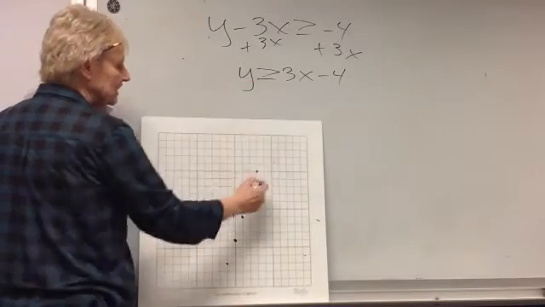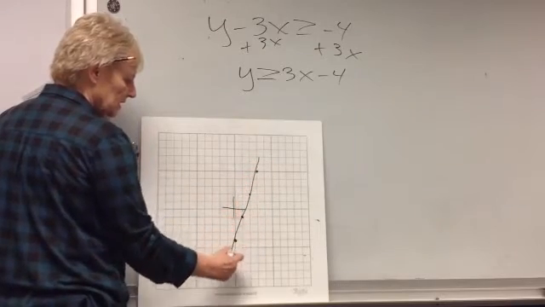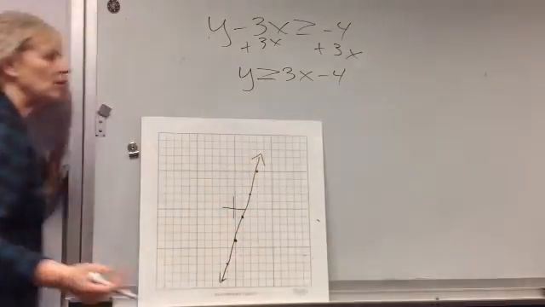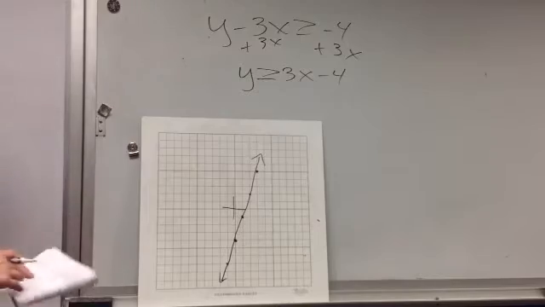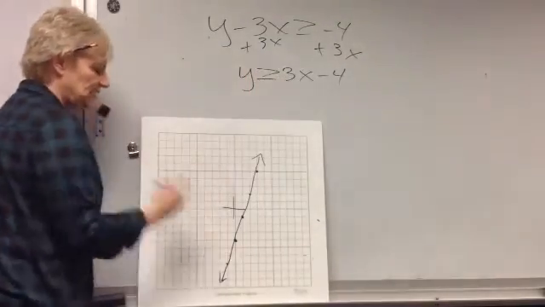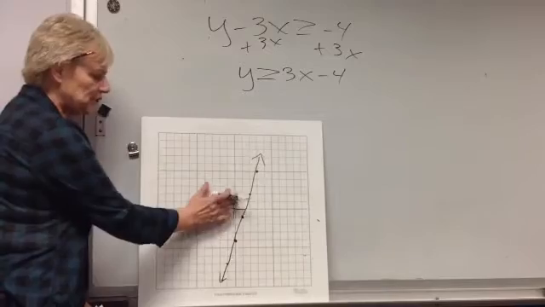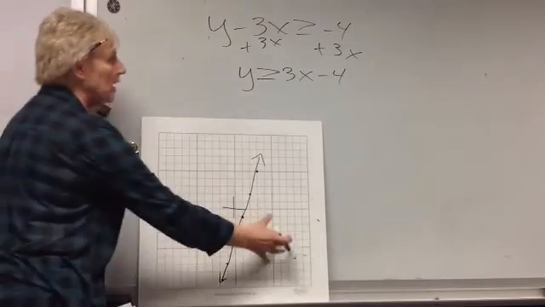And it's a solid line. Now, I'm not going to say above and below anymore because some of you don't get that. I'm going to test (0, 0). If it works, I'm going to shade that side. If it doesn't work, I'm going to shade that side.